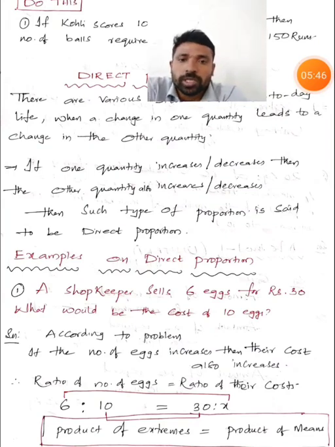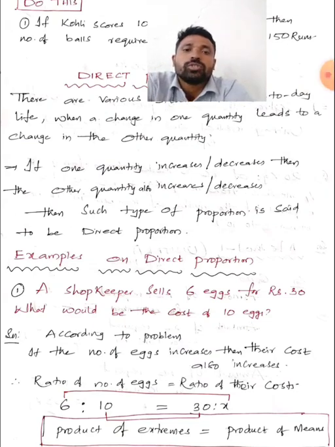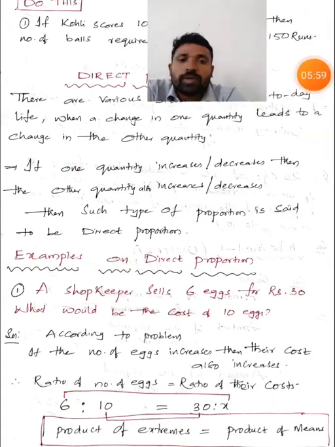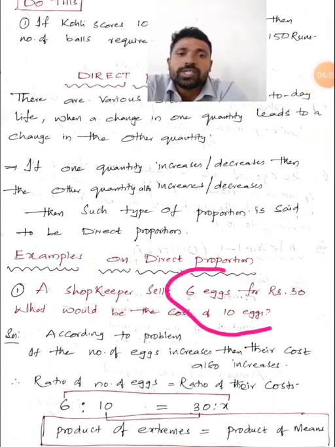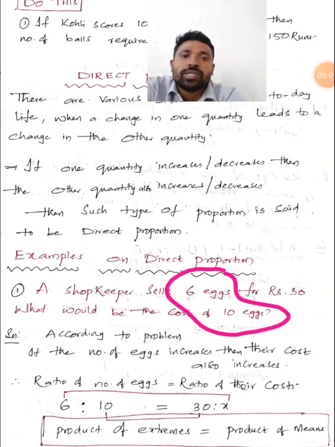Okay, direct proportion. That only we wrote here. If the number of eggs increases, then their cost also increases. Then what we can say, they are in proportion. Now the ratio of number of eggs is equal to the ratio of their costs. Ratio of number of eggs means 6x is to 10x, that is 6 is to 10.